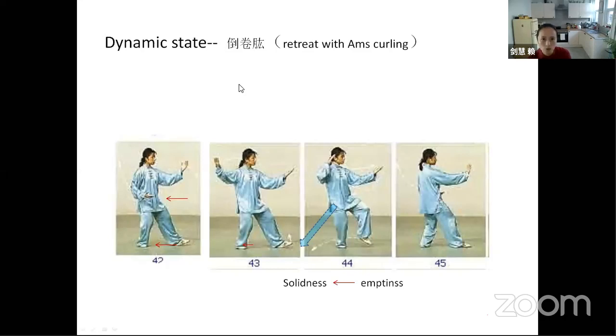Okay, the last one is Dao Juan Gong, the same. In this moment, your left side is emptiness. But when your left side goes back and touches the floor, in turn, the empty changes to solidness. In the change, your weight always changes. This is Qi and the Shi, how to change. Okay.